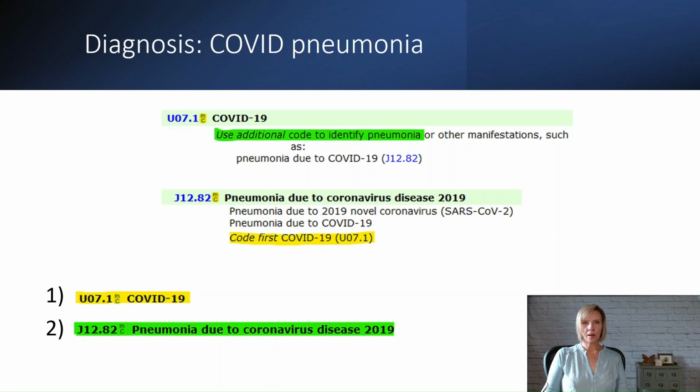Let's use pneumonia caused by COVID as an example. When you look up U07.1 COVID-19 in the tabular, there's a note telling you to use an additional code to identify pneumonia or other manifestations. Then when you look at J12.82, pneumonia due to coronavirus disease, there's a note telling you to code COVID-19 first. Although the pneumonia is not specifically titled as a condition classified elsewhere code, it's still considered a manifestation of COVID. Therefore, the rule of sequencing the underlying cause and resulting manifestation still applies.